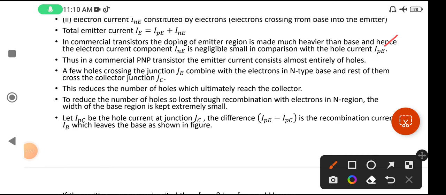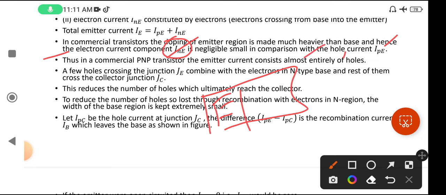Hence the electron current component INE is negligibly small in comparison with the hole current. Why are we neglecting this one? Because here the emitter is heavily doped. When heavily doped, a large number of holes will be present. Then compared to the hole current, the electron current is less.